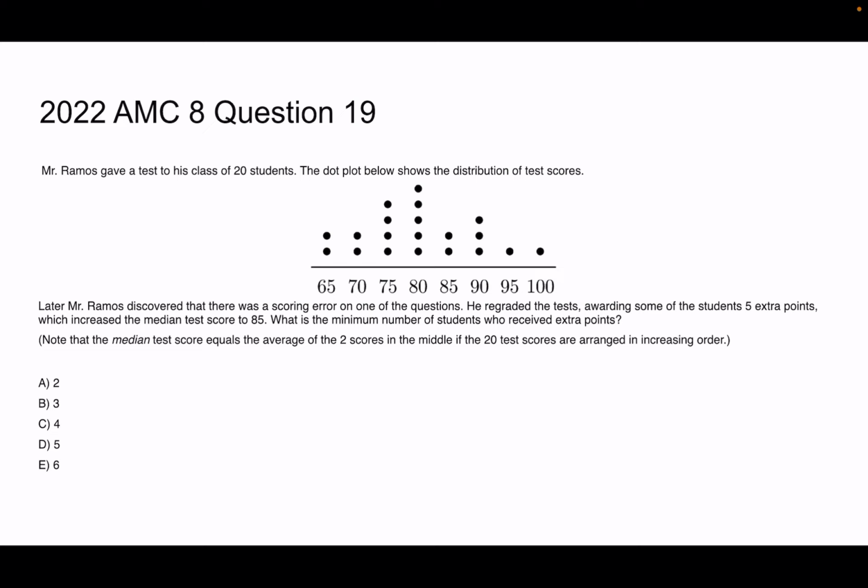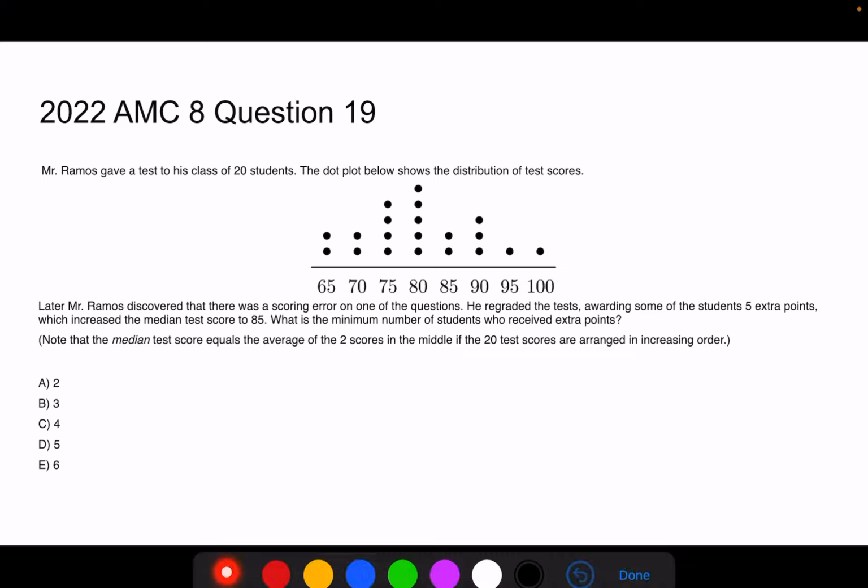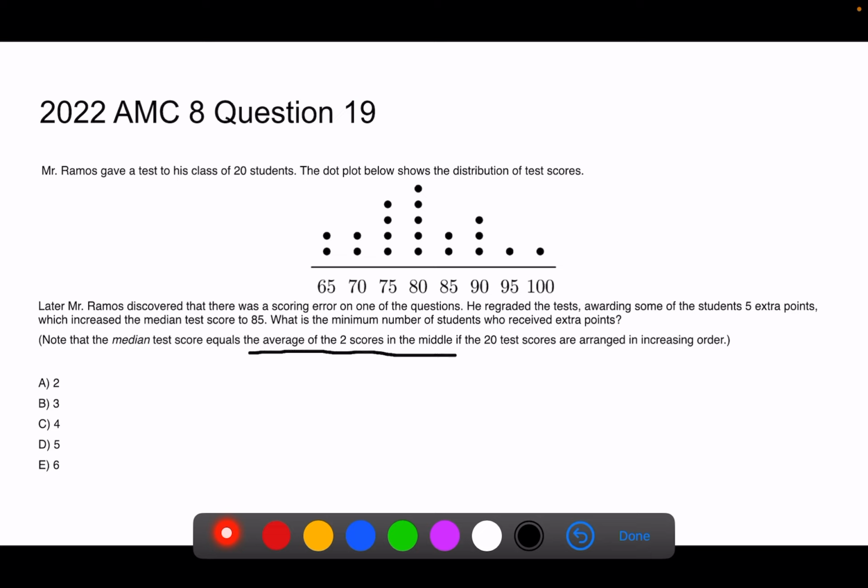This question is very nice, where it actually provides a note on the median for an even number of numbers. So the median test score equals the average of the two scores in the middle if the 20 test scores are arranged in increasing order. Keep that in mind, because in some questions they may not reinforce this definition of median for you. All right, now let's take a look at the current scores.